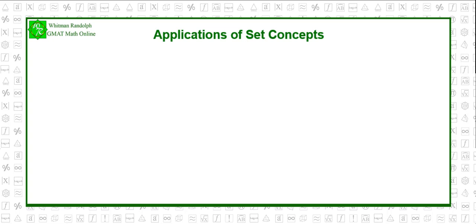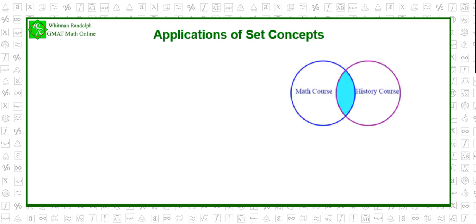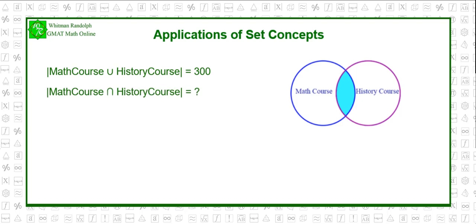Now let's solve the problem. The total number of students is 300, which means that the union of the two sets has 300 students in it. That is, the cardinality of math course union history course equals 300. Now the question asks us how many students are taking both courses. That is, how many students are in the intersection of the sets. In other words, the cardinality of math course intersect history course is what?